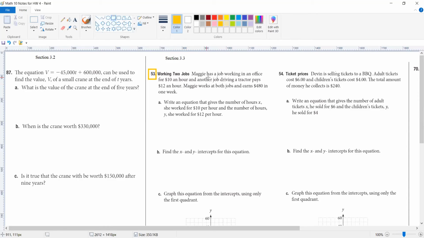Here we have Maggie, who has a job working in an office for $10 an hour, and another job driving a tractor that pays $12 an hour. She works both jobs to earn $480 in 1 week. First thing we'll do is write an equation for specific variables. X will be the number of hours worked for $10 per hour. They want Y to be the hours worked for $12 per hour. Then we'll use this other info up here to put an equation together.